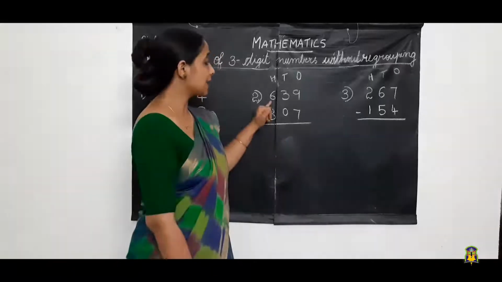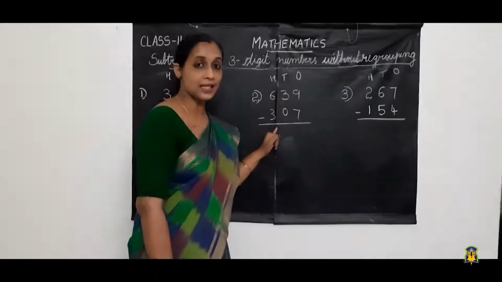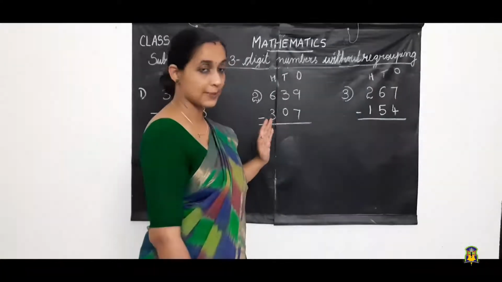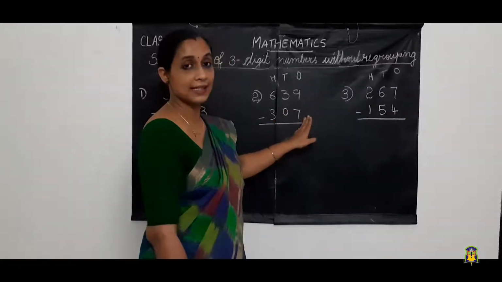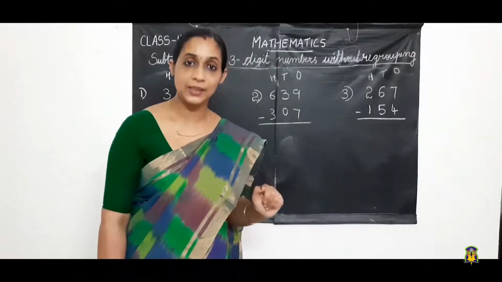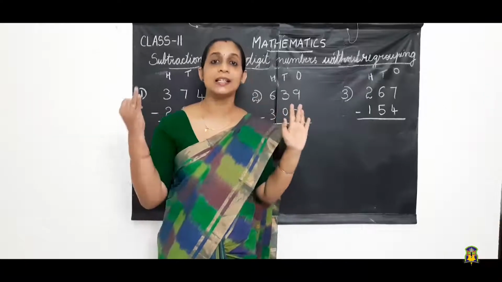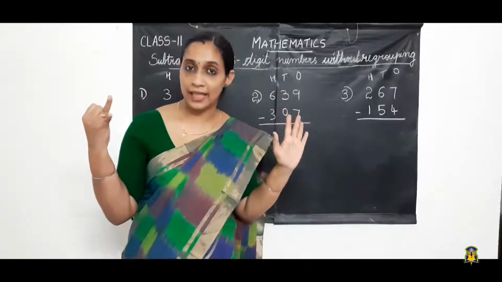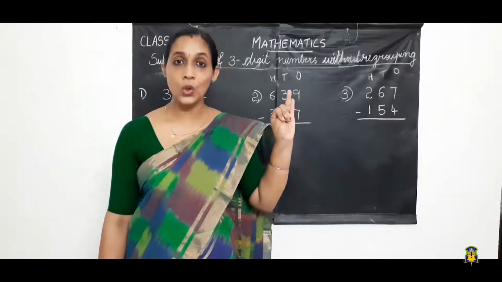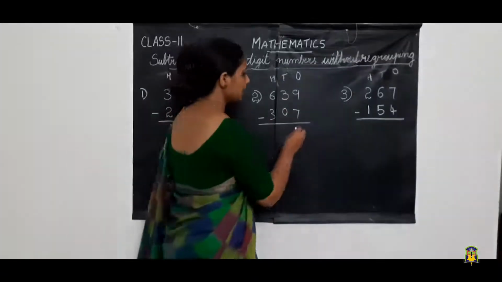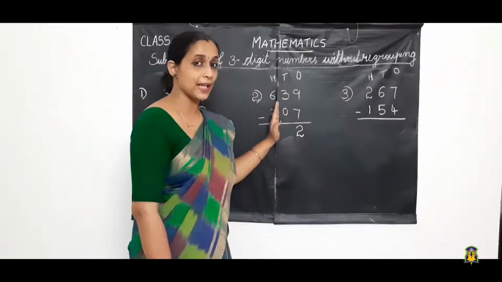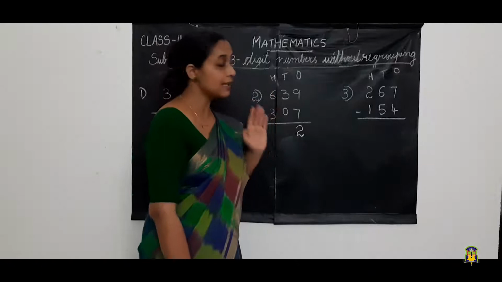Next question is 639 minus 307. We are doing subtraction in ones place first. In ones place, we have the digits 9 and 7. 9 is greater than 7, so subtraction is possible. And how do you do that? 9 in mind, 7 in hand. Before 9, 8, 7, 6, 5, 4, 3, 2. So, here it is 2. Now, move on to the next place, that is tens place. And we have the digits 3 and 0.